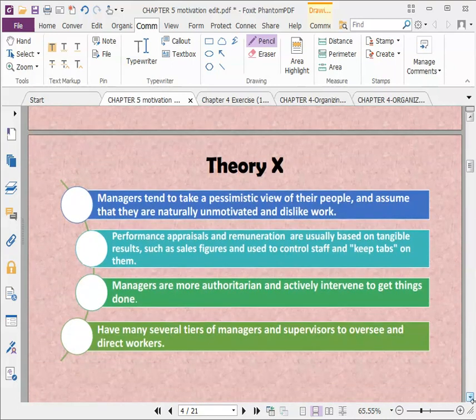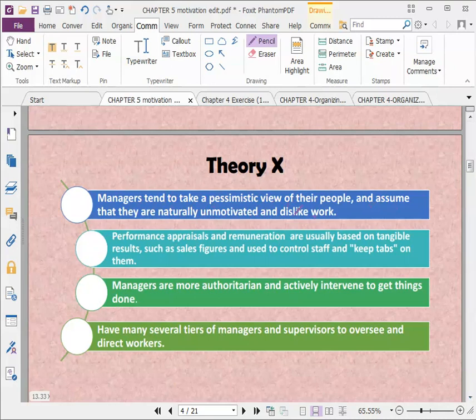Okay, so let's look at Theory X. What is Theory X? Theory X is explaining when the manager tends to take a pessimistic view of their people, and assumes that they are naturally unmotivated and dislike work.